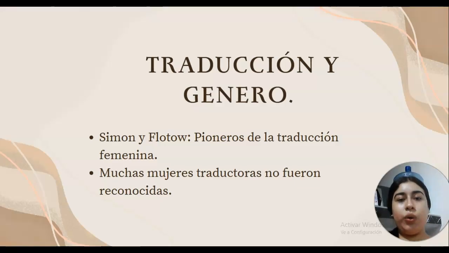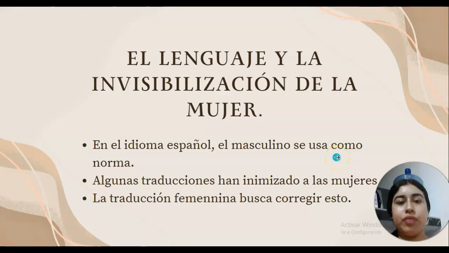Now, let's move on to the second topic, translation in gender. Throughout history, many women were translators, but few received recognition. Simon and Flotow show that translation can influence the way we understand gender. For example, in Spanish, the masculine is used as a general rule, which makes women invisible.